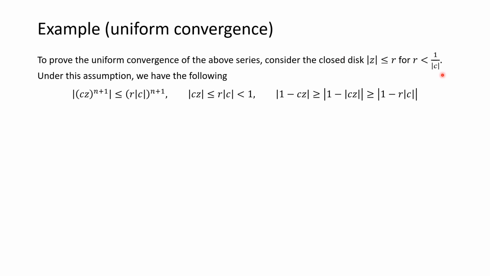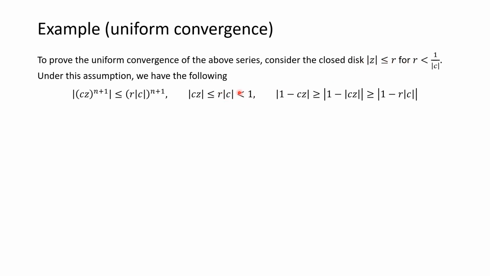So from this assumption here, we have these three things. Let me explain them individually. So the first one is the modulus of cz to the n plus 1 is less than this expression here. And all we've done is take this part here, the modulus of z less than or equal to r, and we've replaced z with r. So we have this here. Then this one follows even more simply. We have the modulus of cz less than r modulus of c, which is less than 1. So the first part comes from here.